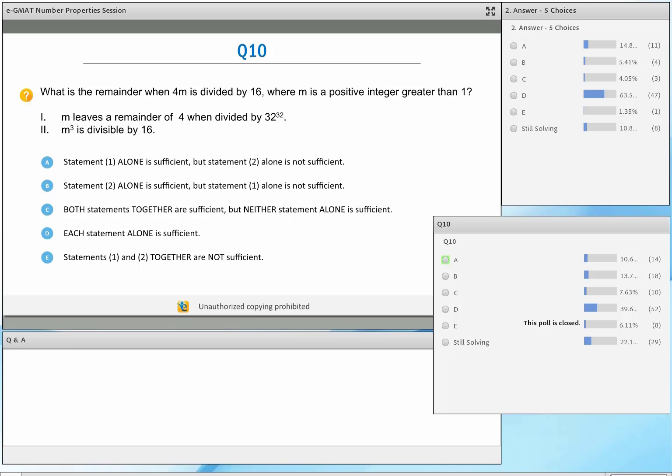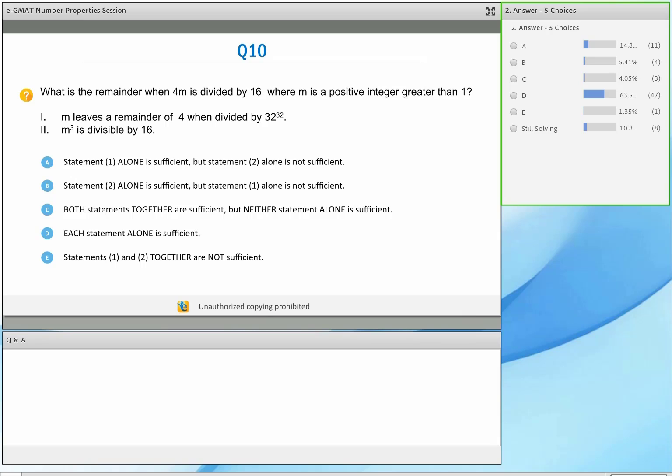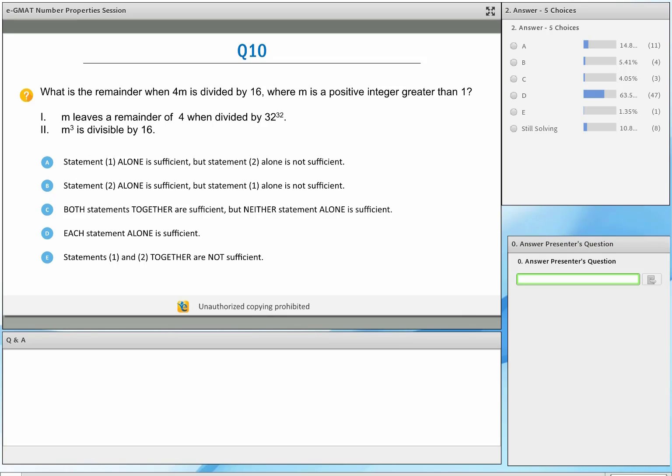There's an amazing improvement in your performance in this question. The correct answer is choice D, and previously only about 40% of you were able to select that. Now I've seen that 63% of you have selected the correct answer. And there isn't as much selection going on for B, C, and E choices, and quite a few of you have been able to solve this question. So let's go through the detailed explanation of this one.